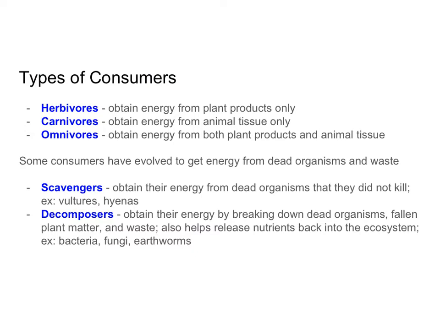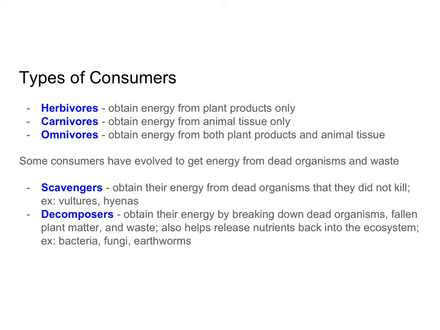Consumers can also be classified by the kind of organisms they eat. If a consumer only eats plants, it's called an herbivore. If it only eats animals, it's called a carnivore. And if it can eat both, it's called an omnivore.